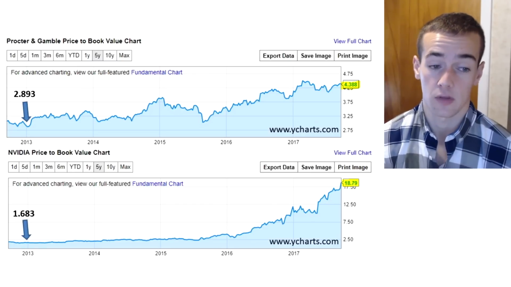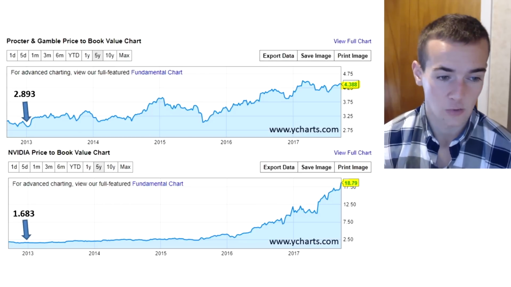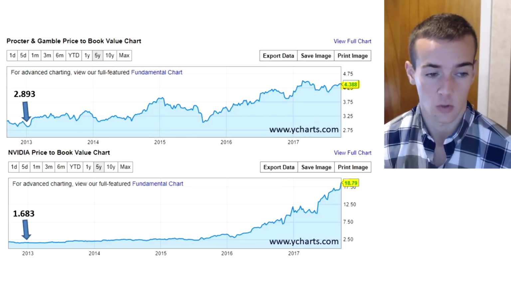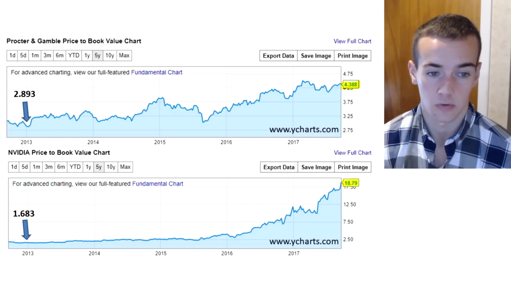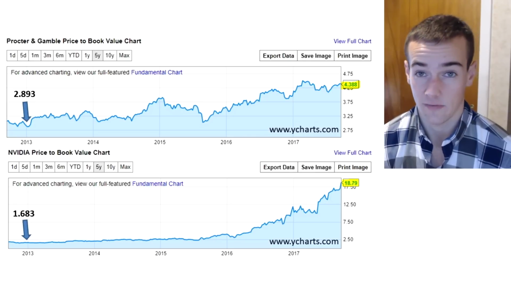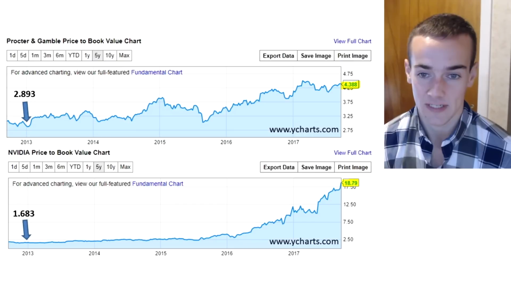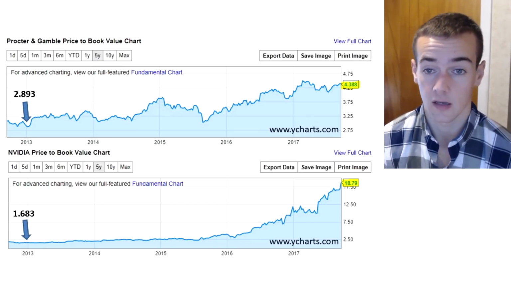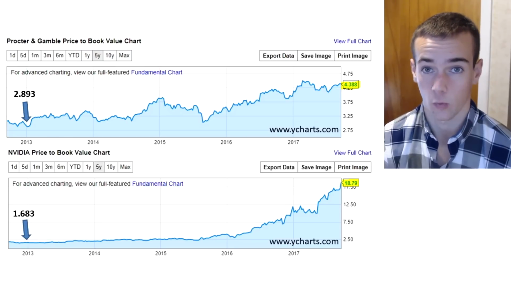Now, Nvidia, on the other hand, the difference is even more drastic. It's more than tenfold. Back in 2013, we saw a price to book ratio of 1.683. And then when I grabbed these numbers, we were looking at 18.79. So more than tenfold what it was back in 2013. So people are paying a large premium for shares of Nvidia, significantly over what those underlying tangible assets are worth.